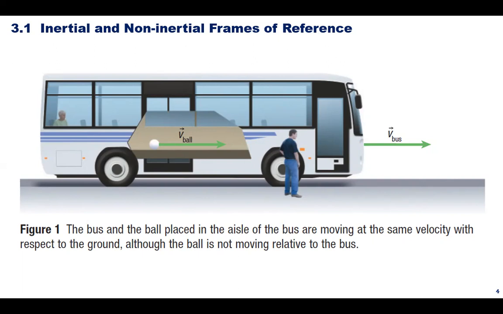When the bus slows down, however, you will see the ball roll forward. When the bus speeds up again, the ball will roll backward. When the bus turns, the ball will roll to the side. So what forces cause the ball to accelerate? The fact is, no forces act on the ball to accelerate it.